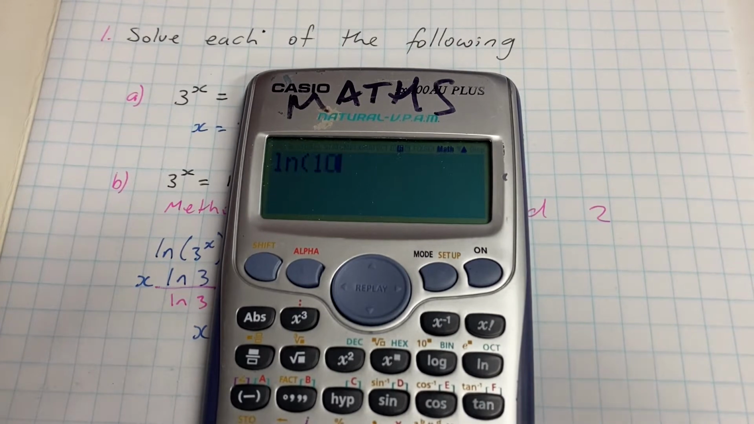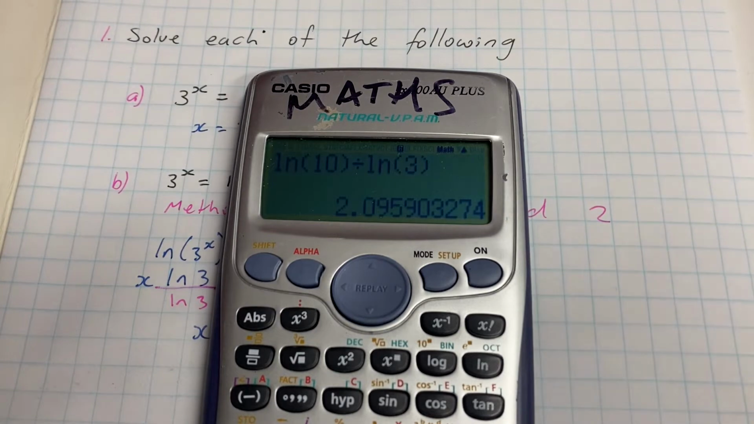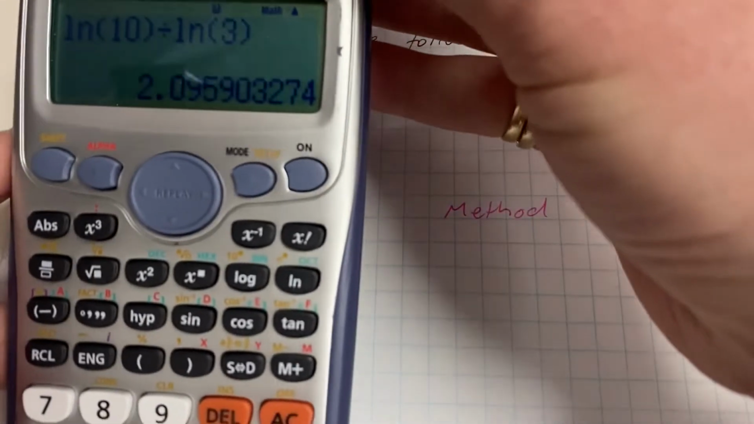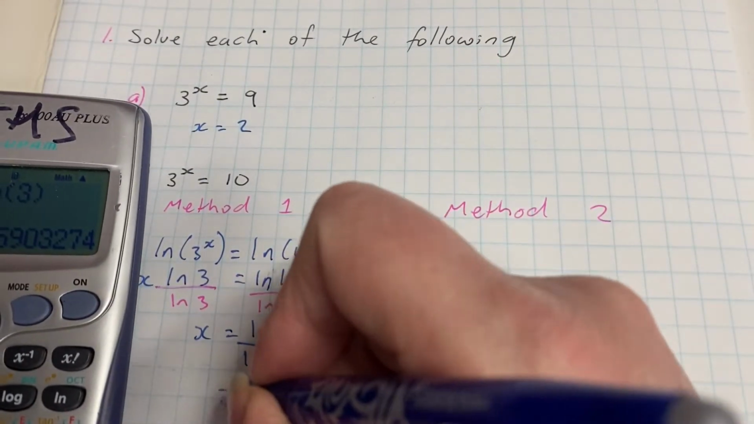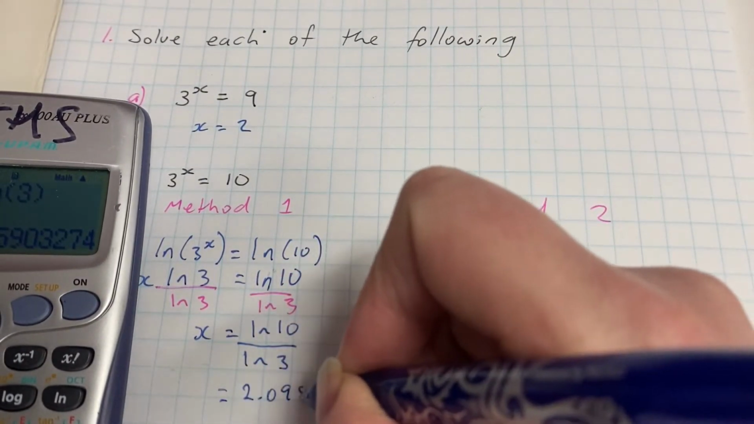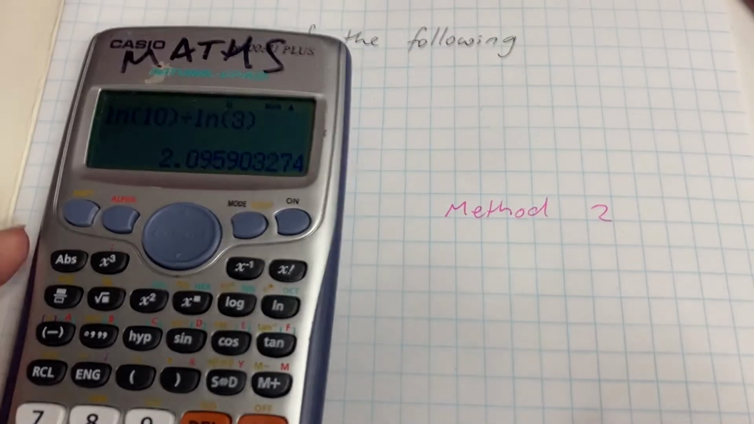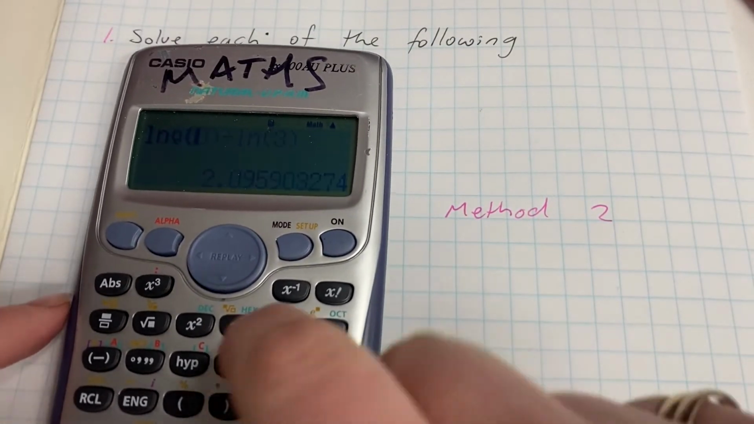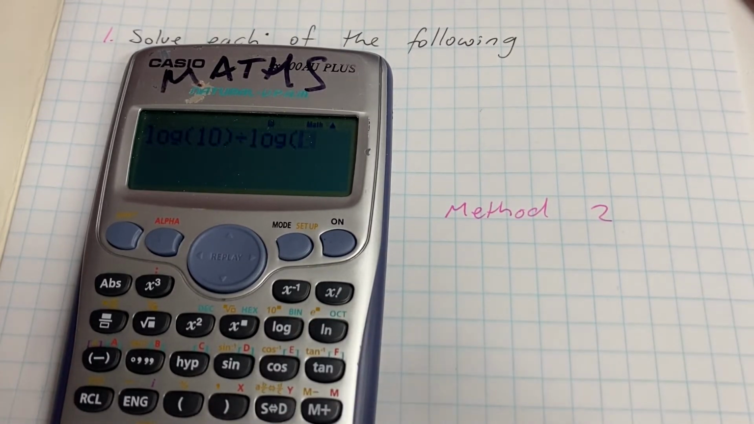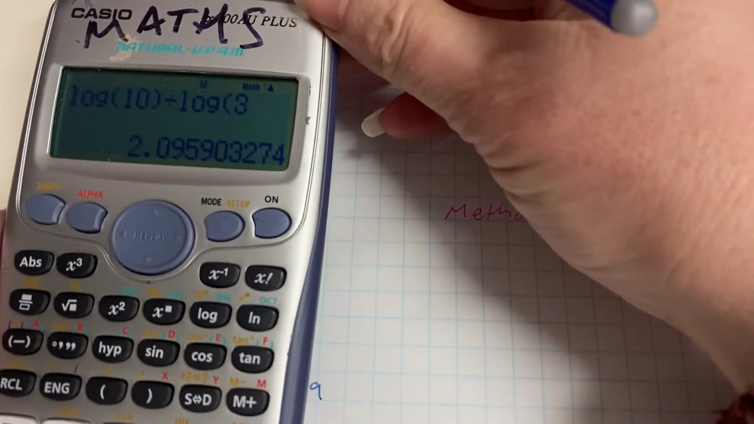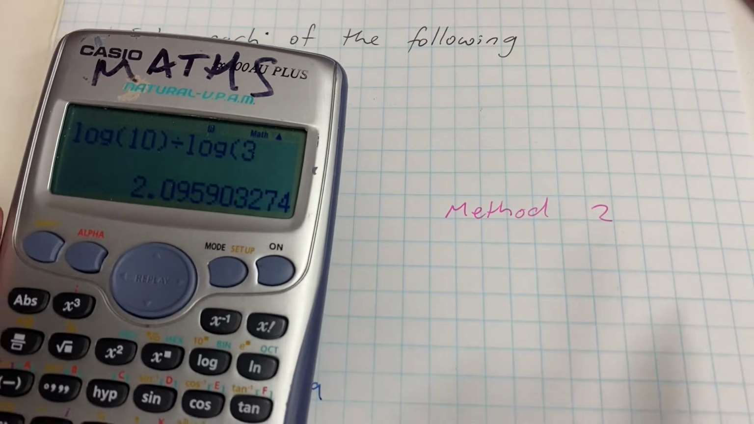So if I go log 10 divided by log 3 using the natural log button, the answer is 2.0959 to 4 decimal places. So 2.0959 will do. If I'd used the LOG button, it just would have been log 10 divided by log 3, and you can see I do get the same answer, the 2.0959.